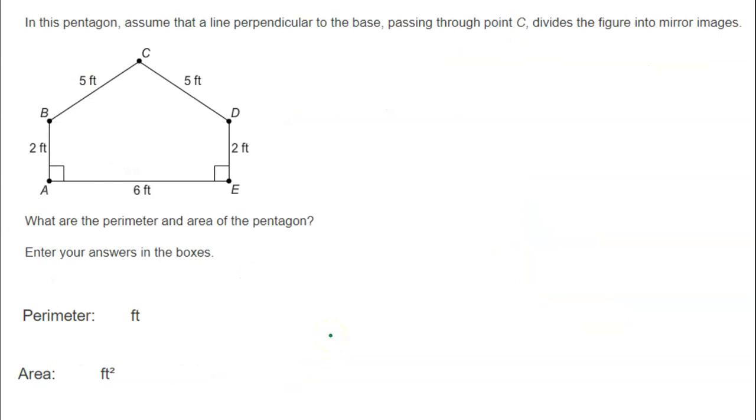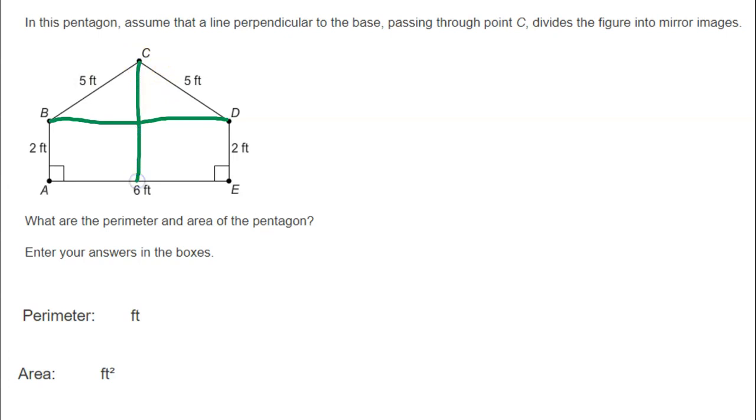All right, now we have a composite figure. This means that I have 2 figures in here, okay? 2 polygons. I'm going to go ahead and make my life really easy, and I'm going to make this my triangle and this my rectangle. Now, in this pentagon, assume that a line perpendicular to the base passing through point C divides the figure into mirror images. Ooh, I like that idea.